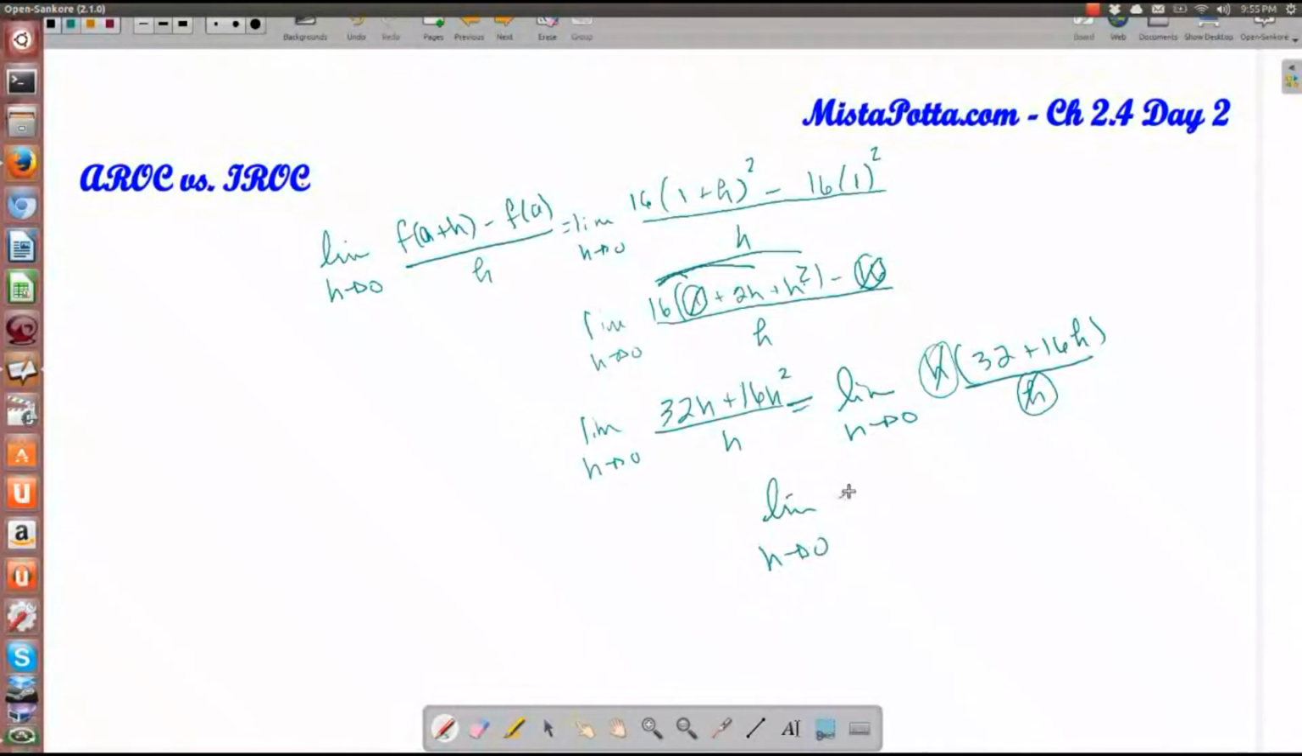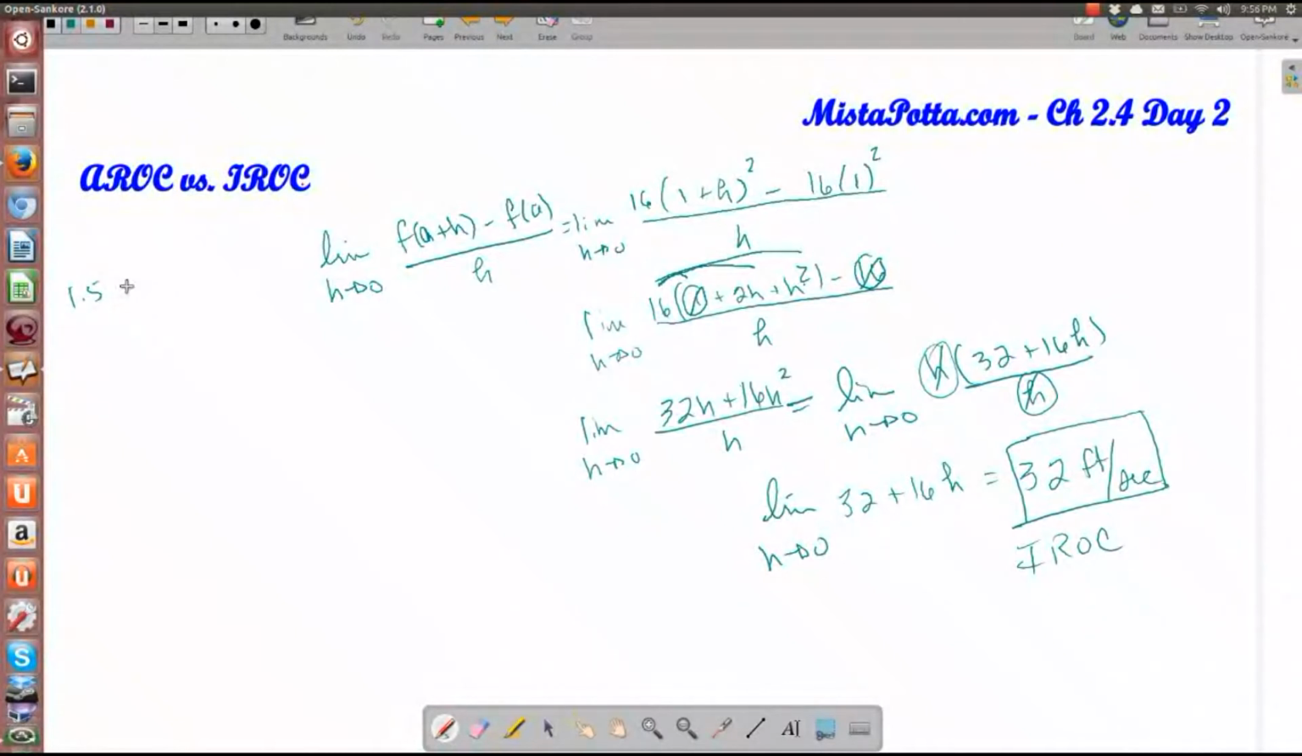So what I've got here is the limit as h approaches 0 of 32 plus 16h. And now that I have this term, which is approaching 0, I end up with just 32 feet per second. This is my instantaneous rate of change, which I'll call IROC, as opposed to AROC.